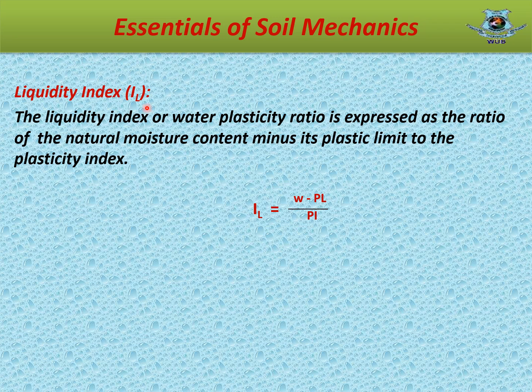Liquidity index, IL. The liquidity index or water plasticity ratio is expressed as the ratio of the natural moisture content minus its plastic limit to the plasticity index. So we can write liquidity index IL equal to W minus PL divided by PI, where W equals water content, PL equals plastic limit, and PI equals plasticity index.